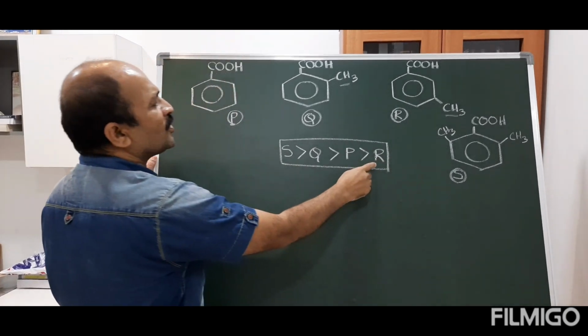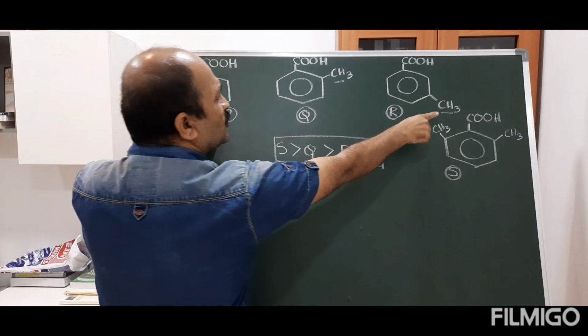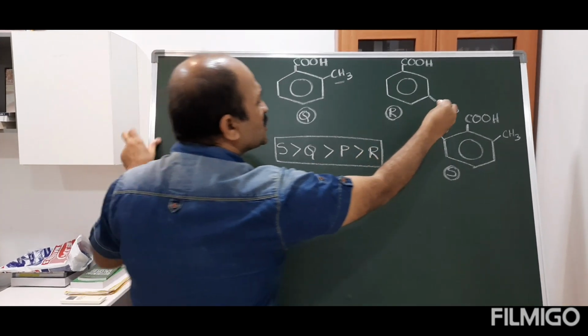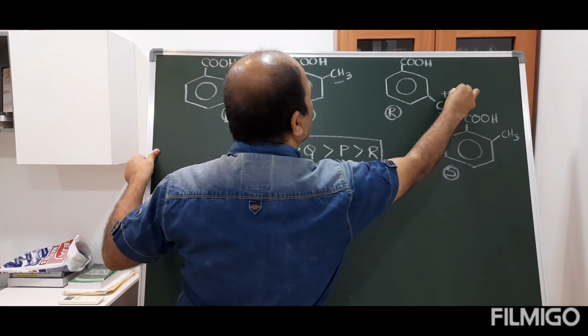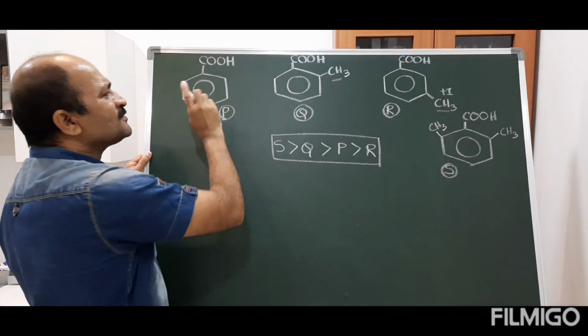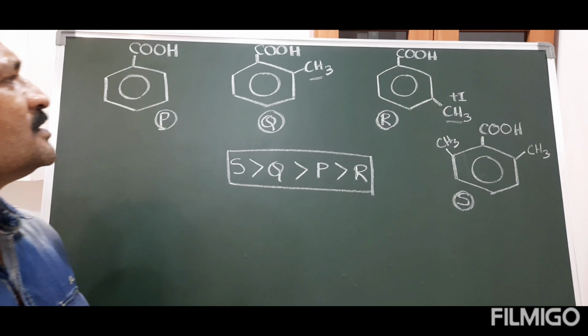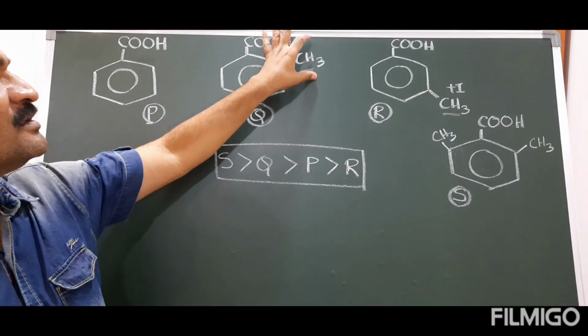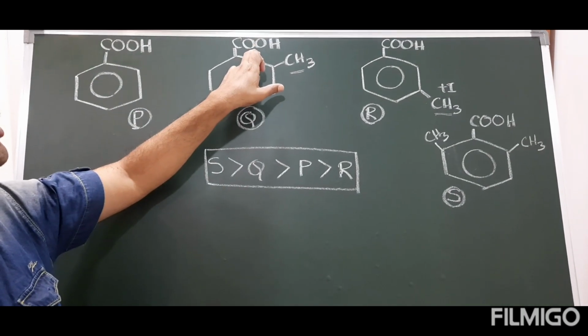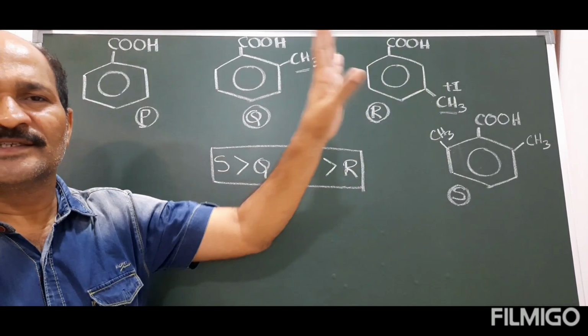First, you take P and all. It is a donating group, so it shows the plus I effect. So it is less acidic. Even though in these two molecules methyl groups are there, very near to the COOH group, why will their acidic strength increase?